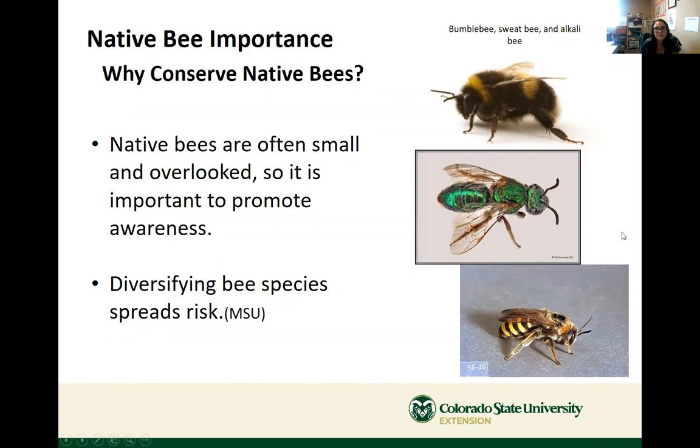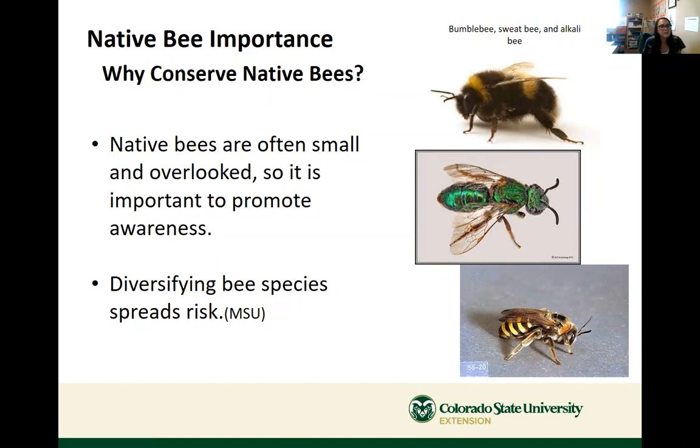Here's some of our native bees on the right here. We have a big, beautiful, fluffy bumblebee, a sweat bee, which are some of the ones that are definitely overlooked because they're very small, a lot of the sweat bees, but they're that shiny green. So next time you see that, you can be aware that that's a sweat bee. And then the alkali bee, which we will talk about in a little bit more detail.